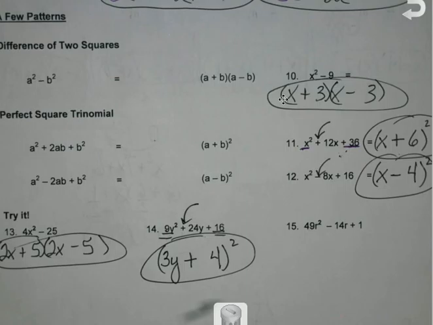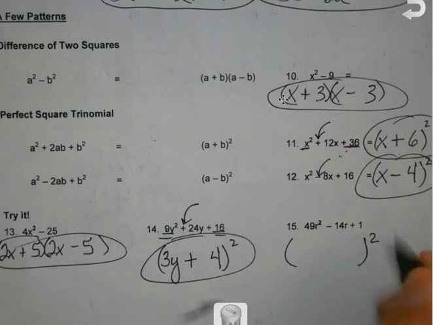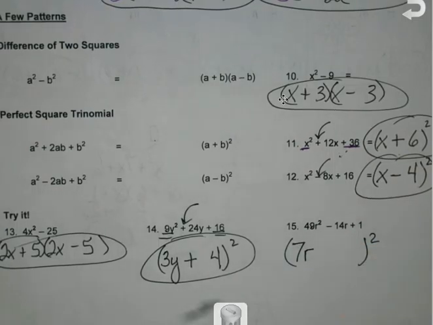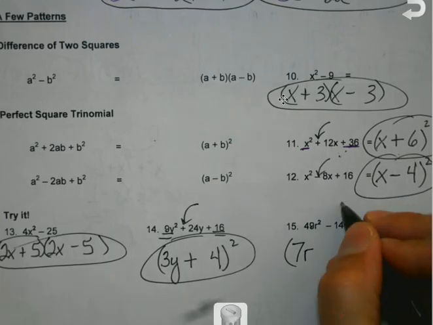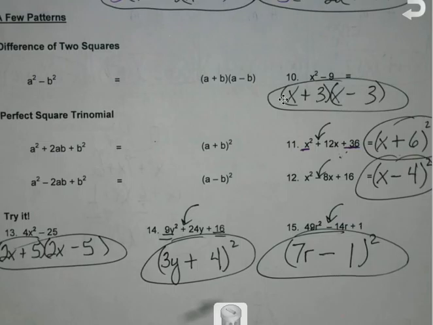That's kind of slick. Or if you have 49 out here to deal with, who wants to do that? I don't. What do I square to get 49? 7. What do I square to get 1? 1. What's the sign in the middle? Minus. And roll with it.